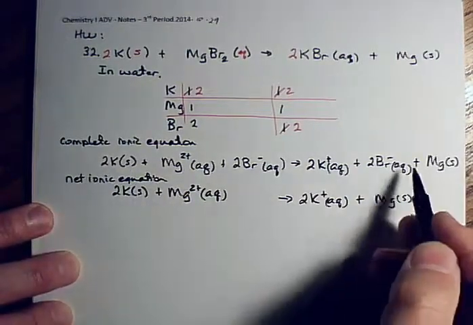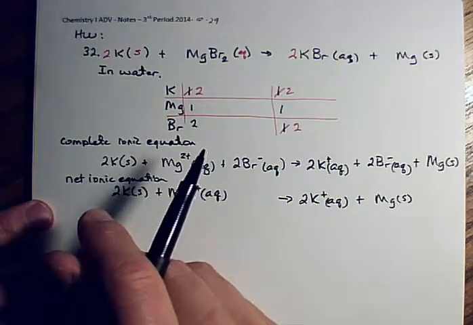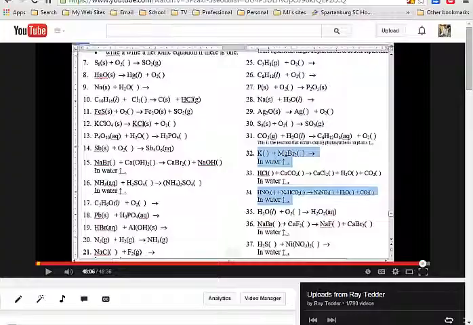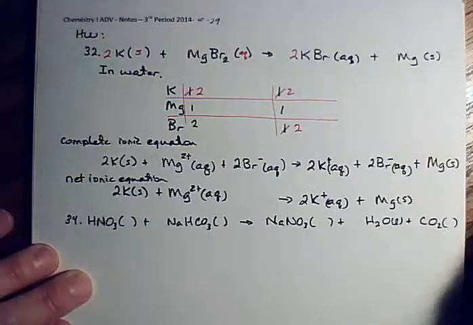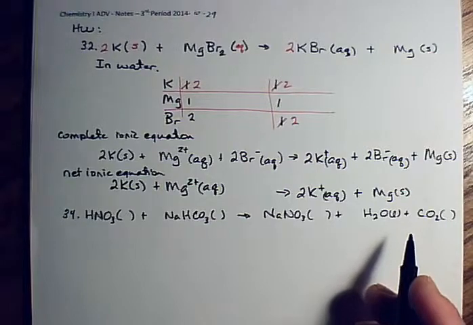So the complete ionic equation has the spectators. The net ionic equation doesn't. All right, so we're going to look at the second equation, number 34 on here that I highlighted. So here's that other equation I asked you to do for homework.